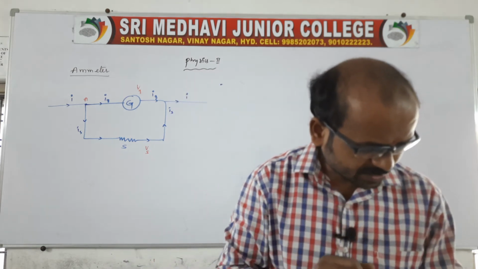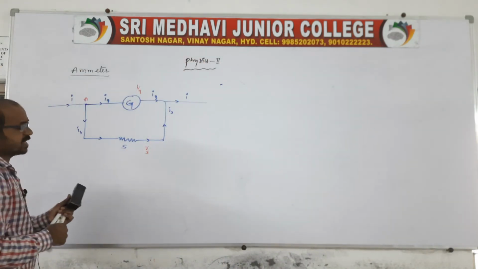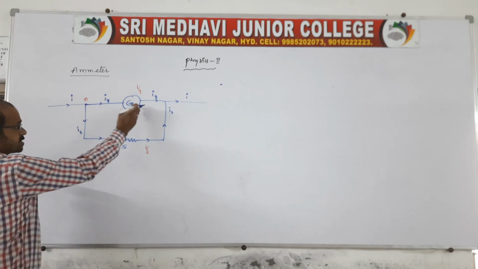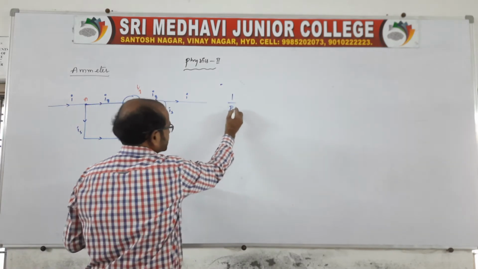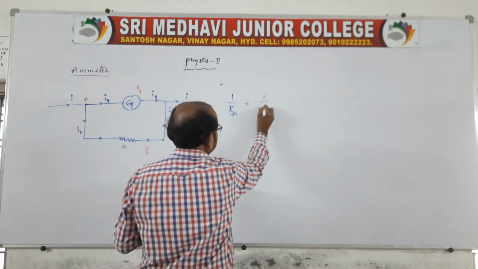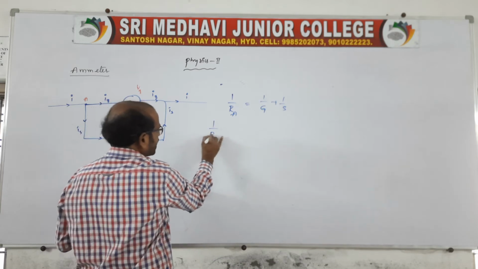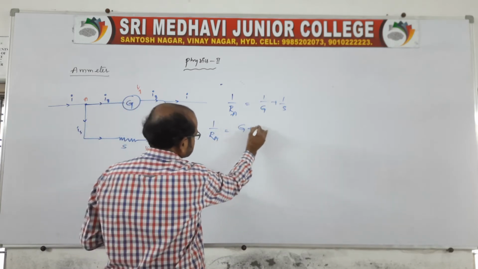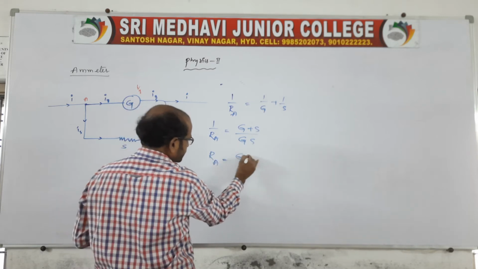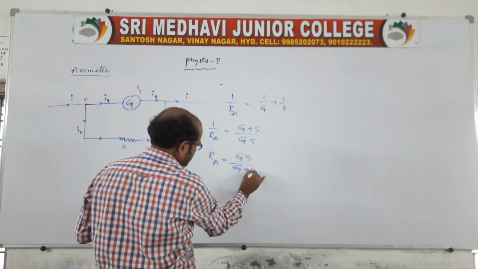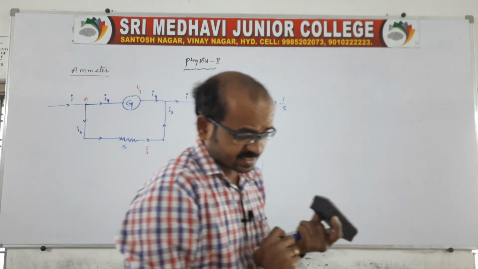Now for the effective resistance of the ammeter, because G and S are connected in parallel, 1 by RA is equal to 1 by G plus 1 by S, which is G plus S by G into S. Therefore the ammeter resistance is equal to GS by G plus S. This is the effective resistance of the ammeter.